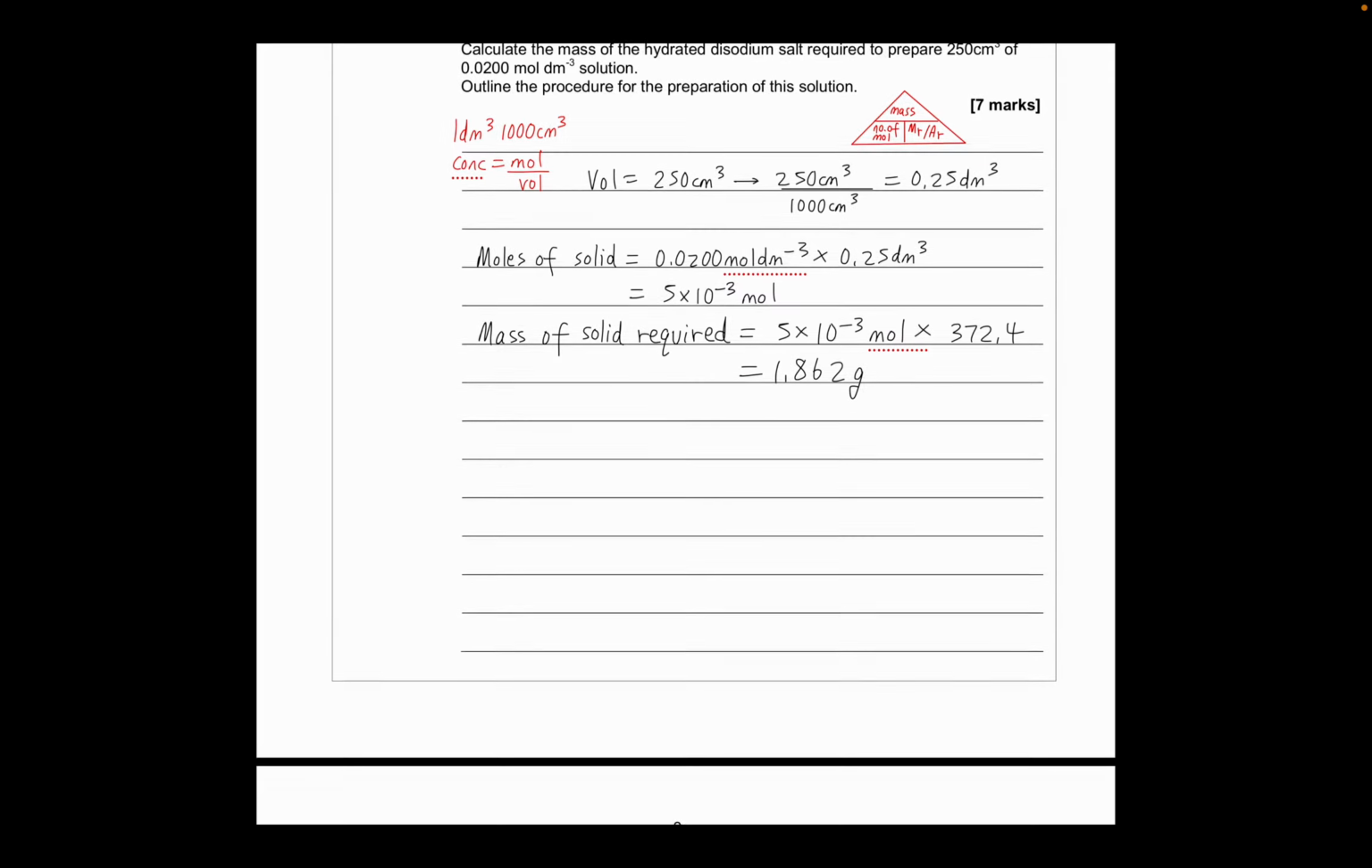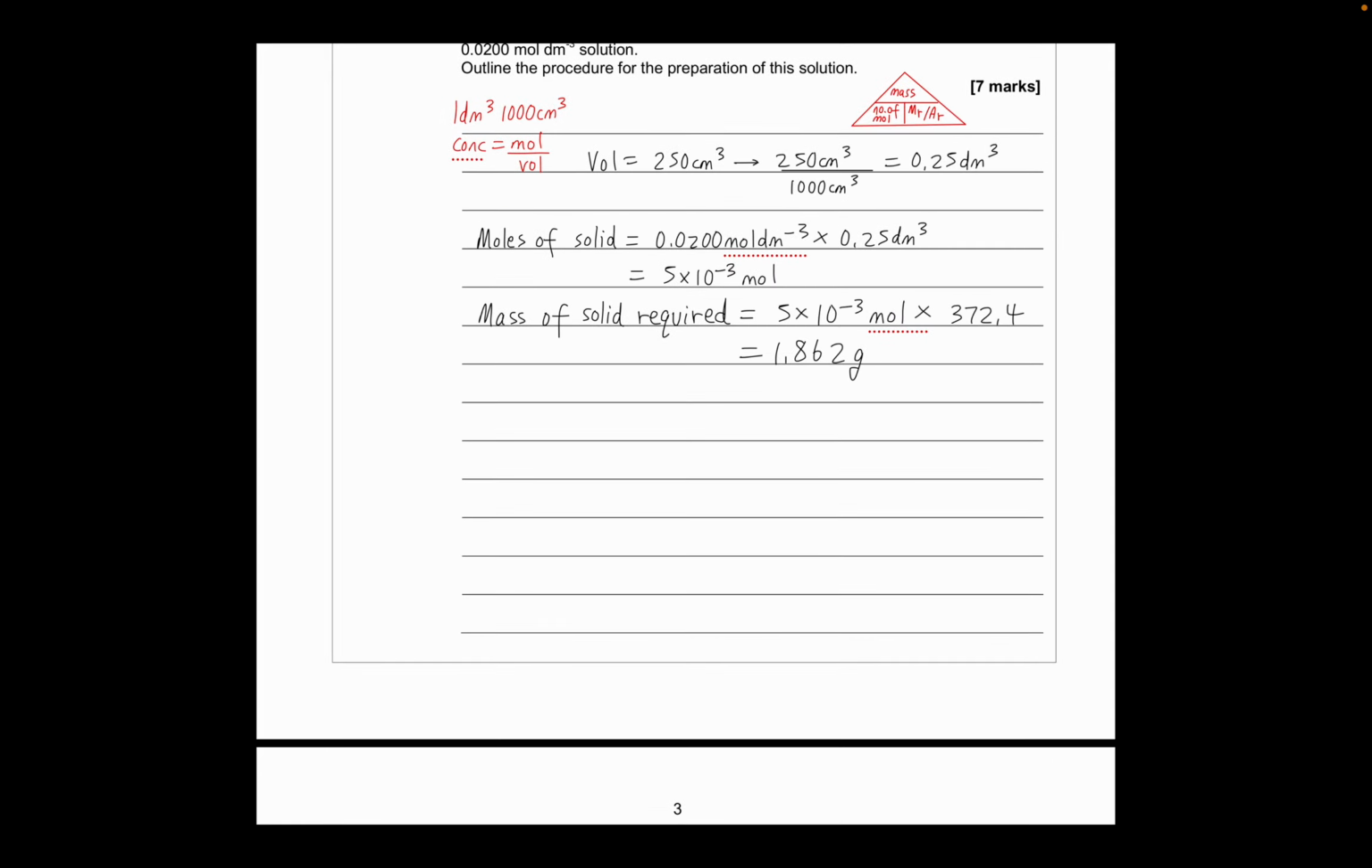Now, they had asked us to outline the steps for the preparation of this solution. So we're going to write that we're going to weigh the solid in a weighing boat. So that's going to be your first mark. You're going to weigh this 1.862 grams of solid in the weighing boat.